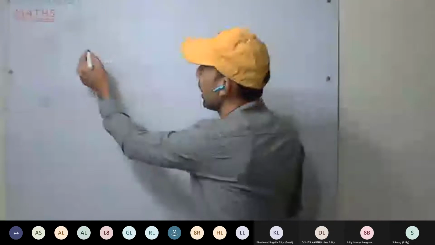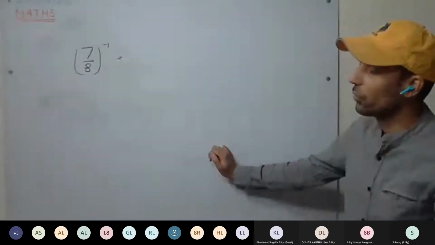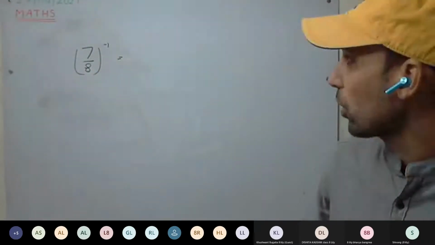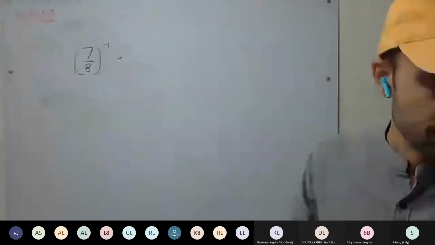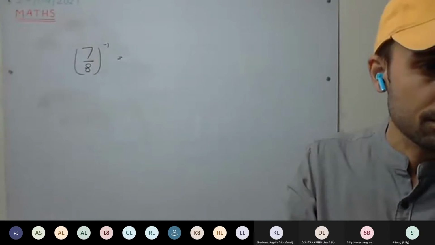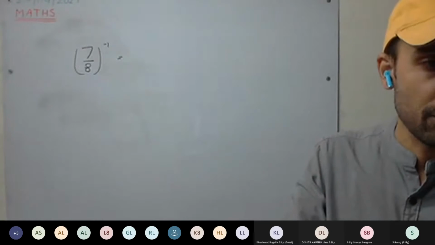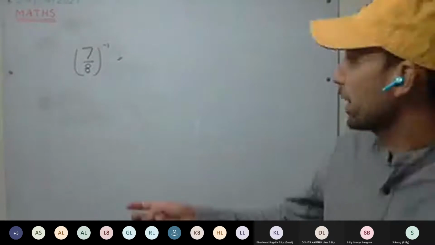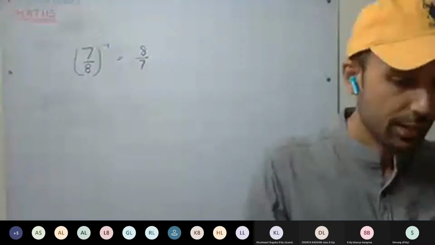So what will be 7 upon 8 raised to power -1? It means reciprocal. You have to take the inverse. Ayush, what will be the answer of 7 upon 8 raised to power -1? Rishabh, what will be the answer? We are taking the reciprocal. It will be 8 upon 7.